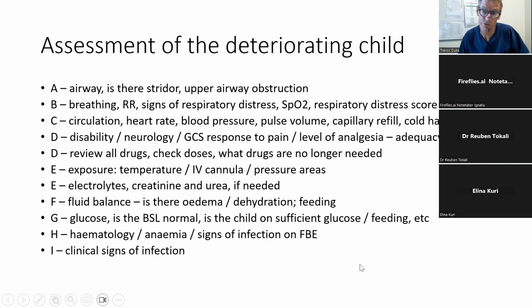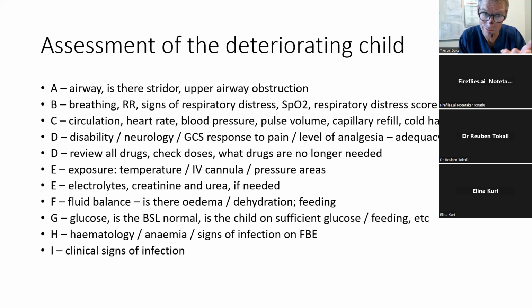I sometimes go through this system with my registrars when they're assessing a deteriorating child. And there's many ways you can do it. One is to think about the ABC, but it continues further than that. You can think about the airway, breathing, the circulation, the child's neurology. You can think about their drugs, check the doses, what drugs are no longer needed. Think about the E for exposure or environment, their temperature, their IV cannula, the pressure areas.